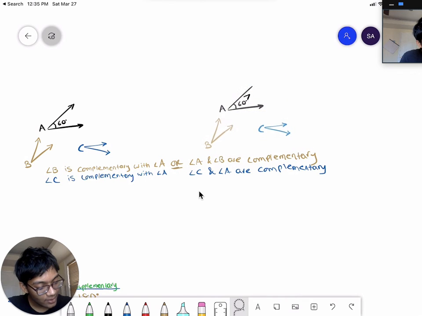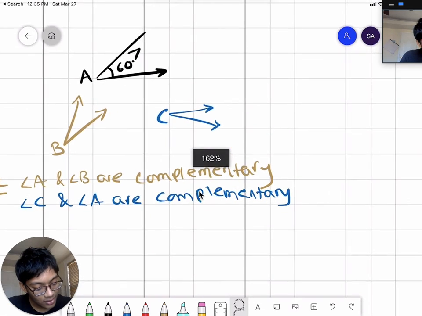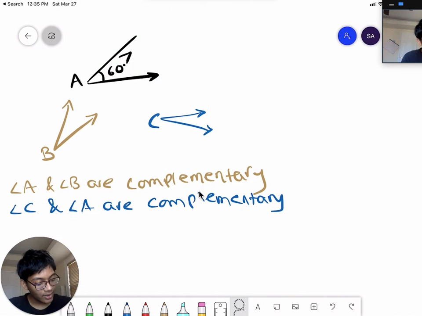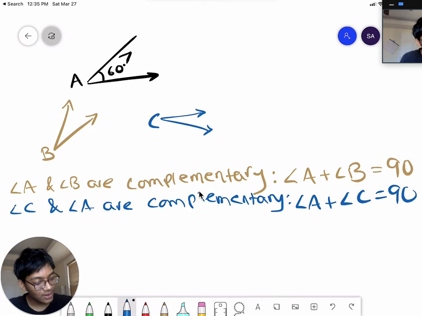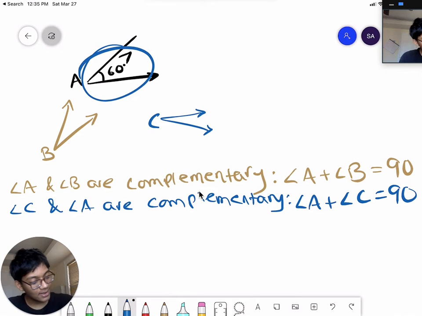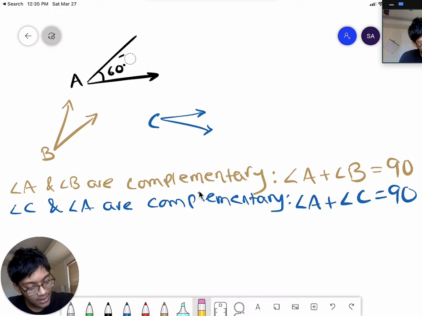So here's our three angles. I just told you that angle A and B are complementary. Another way to say that is angle A plus angle B adds up to 90 degrees. Same way, the next statement can be rephrased as angle A plus angle C equals 90 degrees. Well, what's angle A? We know what angle A is. It's 60 degrees, right? Angle A is just 60 degrees.